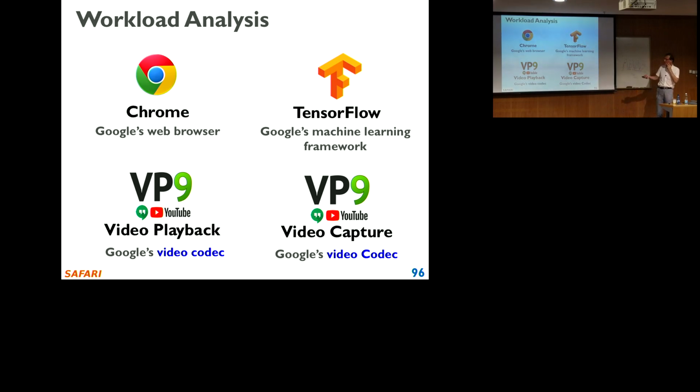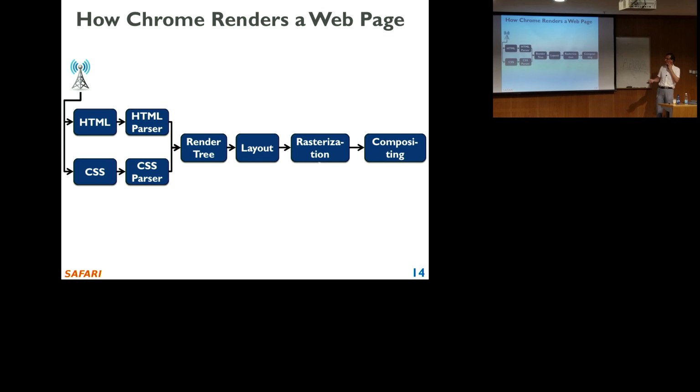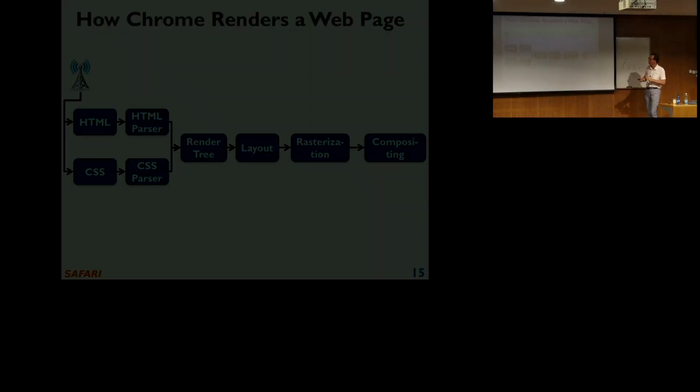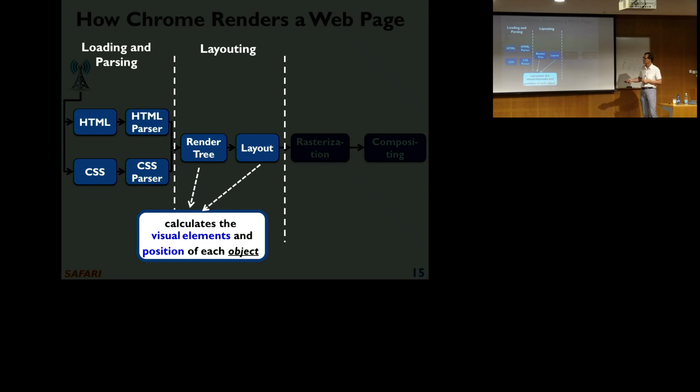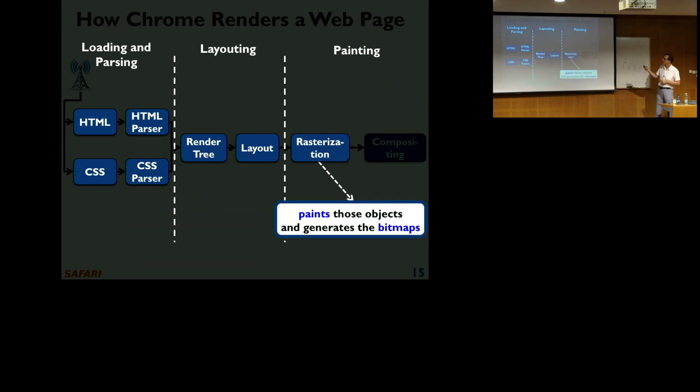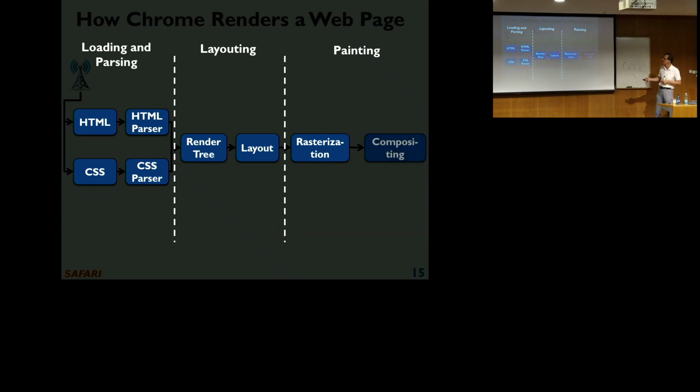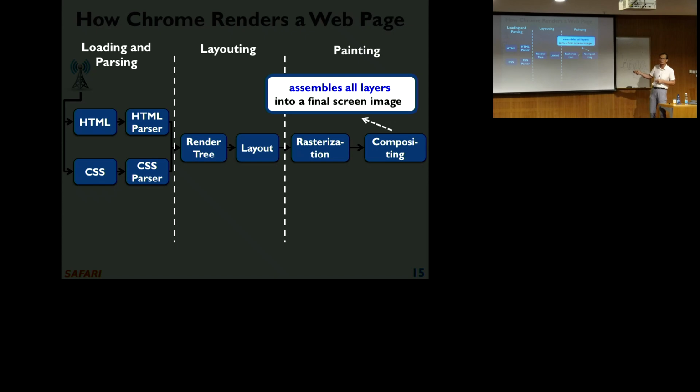I'll start with the Chrome web browser. I'm not going to cover a lot of things, but this is how Chrome renders a web page. The paper has a lot more detail. Basically, you need to do loading and parsing of the web page first, and then you need to do the layouting. So you calculate the visual elements and position of each object. And then you need to do rasterization, paint the objects and generate the bitmaps. And you need to composite them, assemble them into a final screen image.